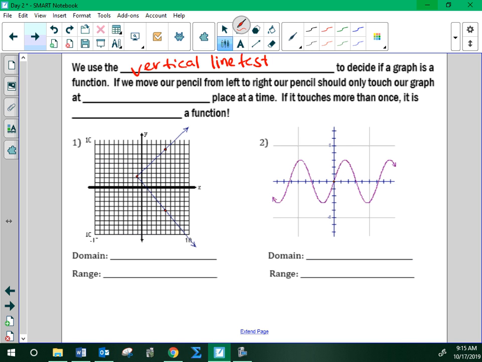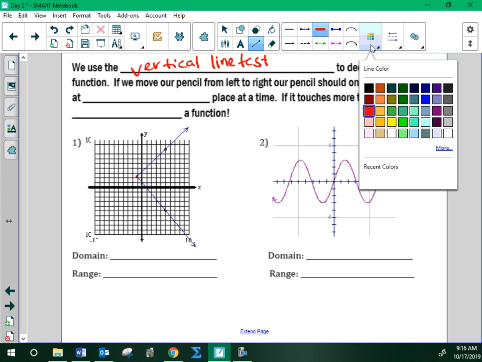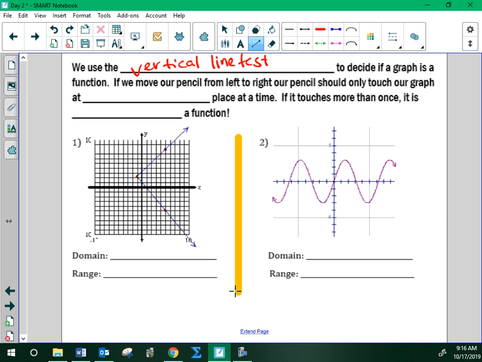So you can just use your pencil. I'm going to go ahead and actually get out a vertical line here. I'll make mine yellow so it's kind of similar to your pencil there. That's a little bit thicker than I was hoping for.